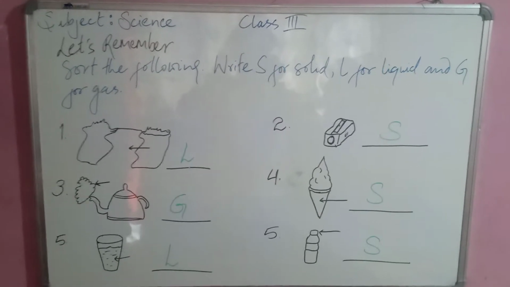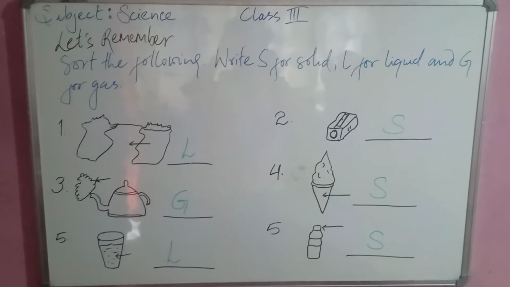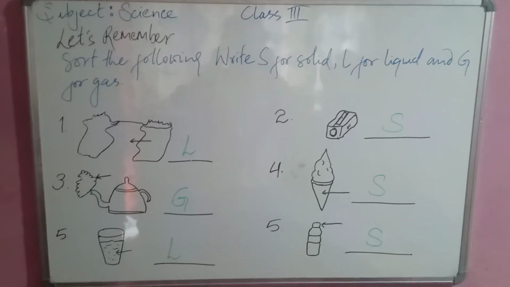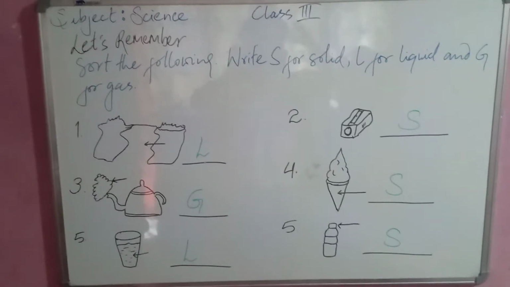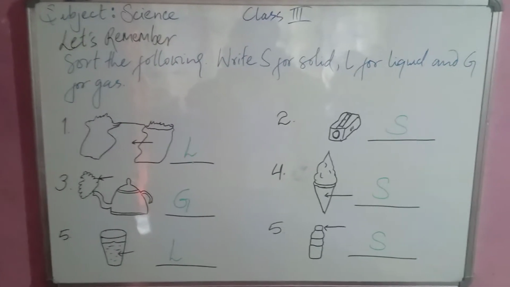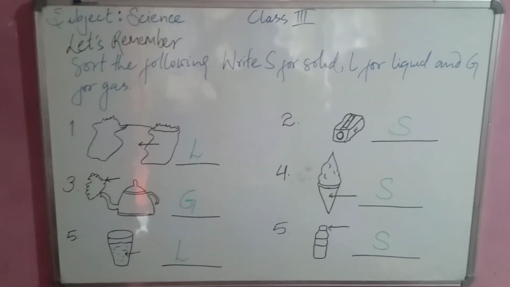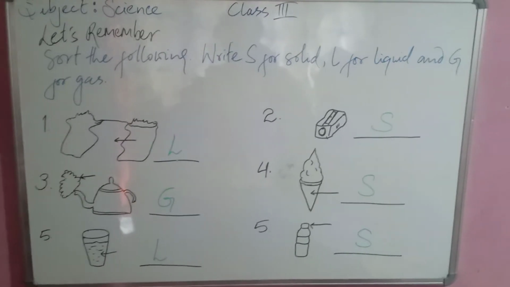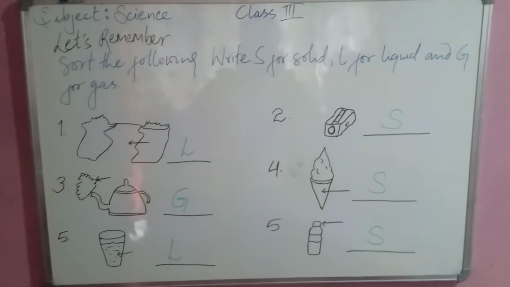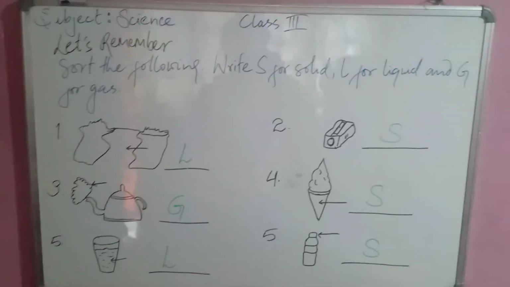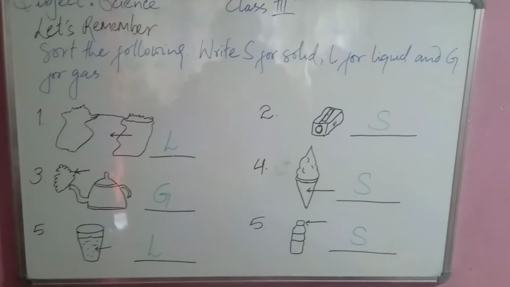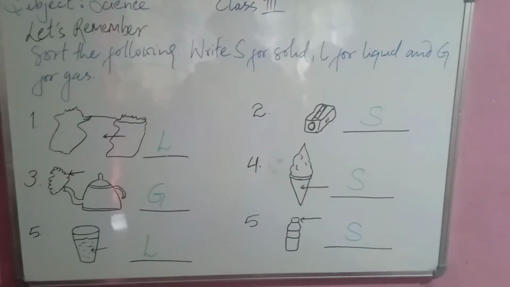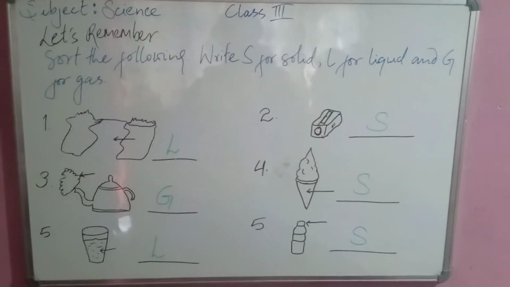So now let's move to the next questions. Sort the following. Write S for solid, L for liquid, and G for gas. As you can see in your textbook, there are 6 pictures given. So we have to identify whether it is solid, liquid, or gas. There is a picture of a river. They are pointing at the water, so the water is your liquid. Then we have a picture of a sharpener, which is a solid.